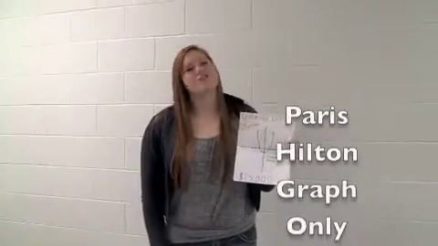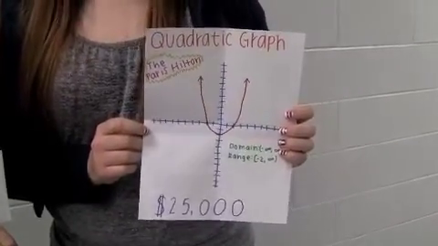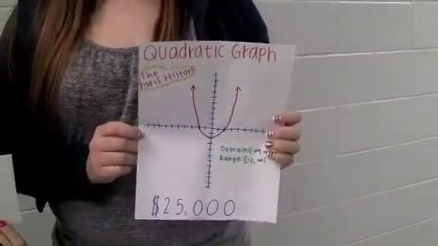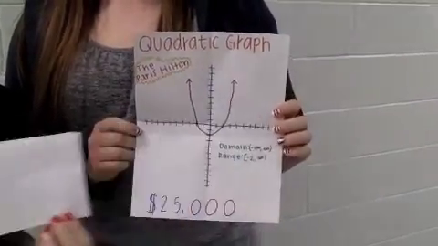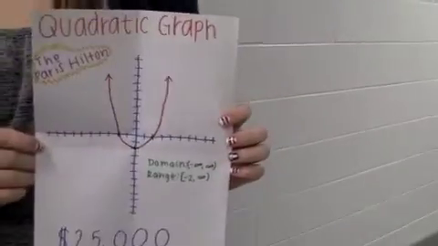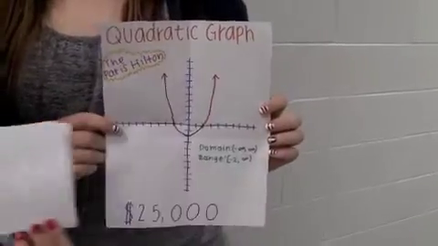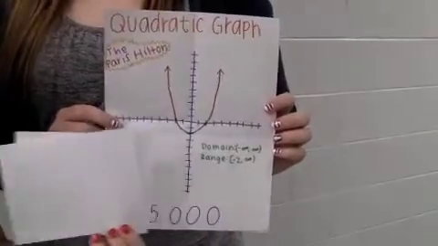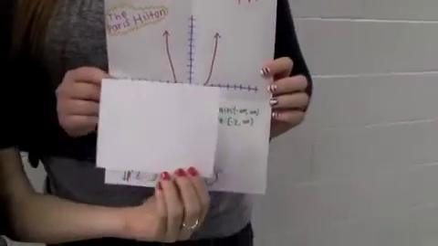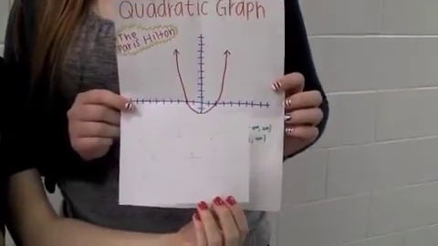Welcome back. This beautiful quadratic graph is accurately named Paris Hilton. This graph is valued at the amazing price of $25,000. This type of graph is caused by an x squared. An x squared makes a parabola. If you add a fraction in front of the x, the parabola will get larger. However, if you add a whole number in front of the x, the parabola will get smaller. When you add a y-intercept to the x, the parabola will move up and down along the y-axis.